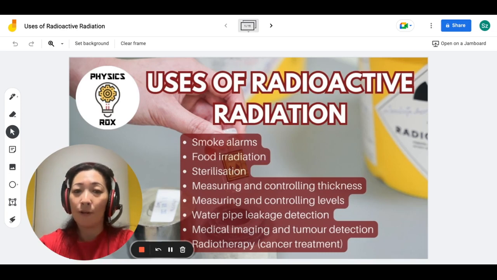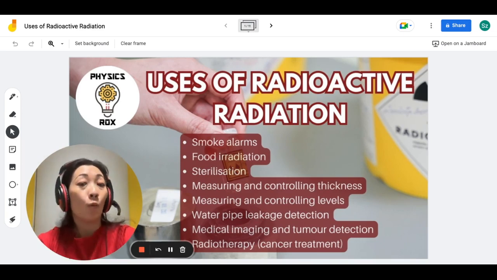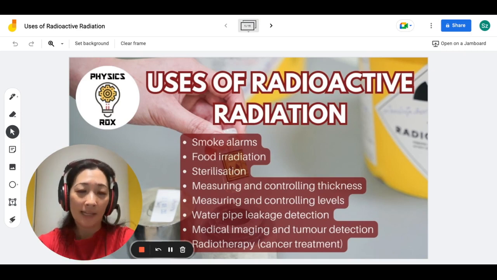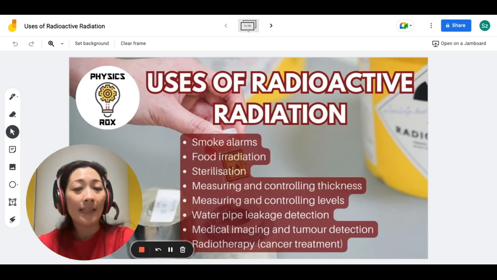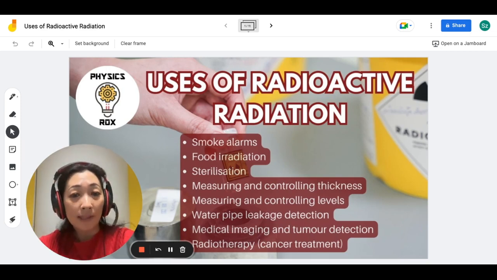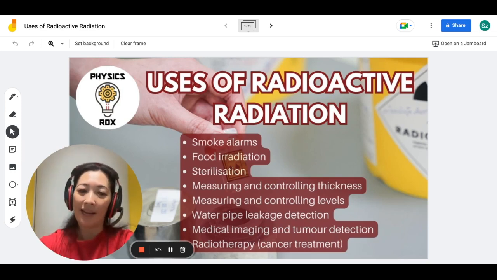A lot of students always think, radioactive radiation, isn't that only used in nuclear power plants? That is one of the uses, but there's a whole lot more. So we're not going through nuclear power plants in this video because there is another lesson where we will go through nuclear power plants in more detail. For this lesson, we'll focus on the daily possible uses of radioactive radiation.